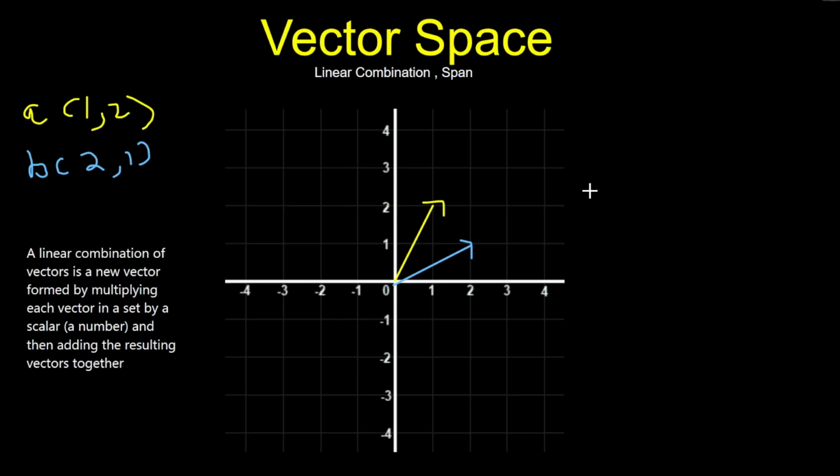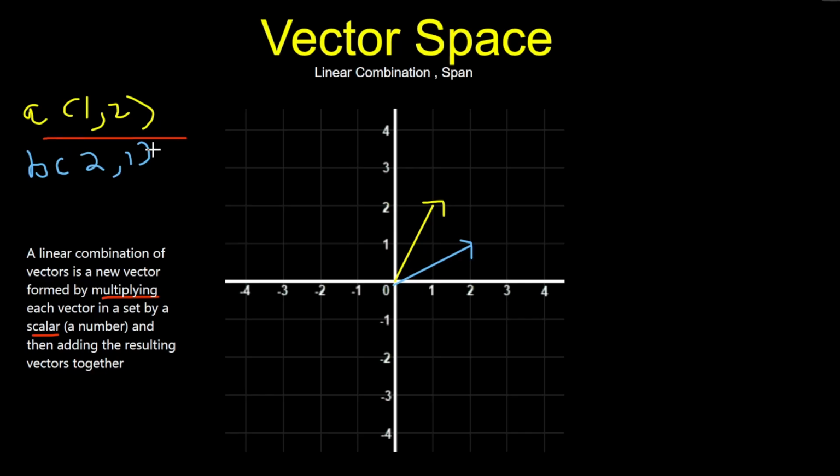Now let's see linear combination. A linear combination of vectors is a new vector found by multiplying each vector in a set by a scalar or a number, and then adding them together to get a new vector altogether. So in simple terms, we can just scale vectors and add them or combine them together to get a new vector.